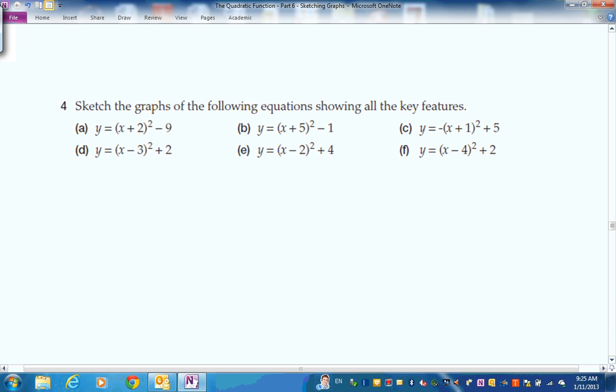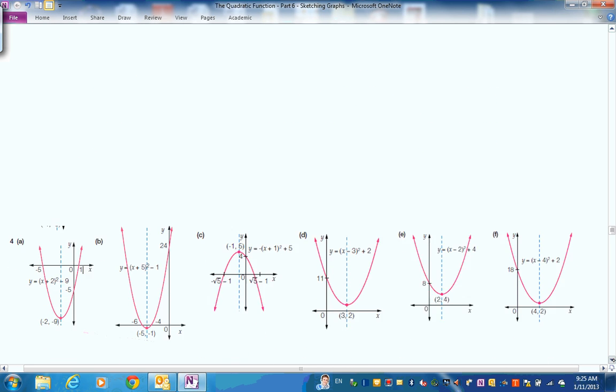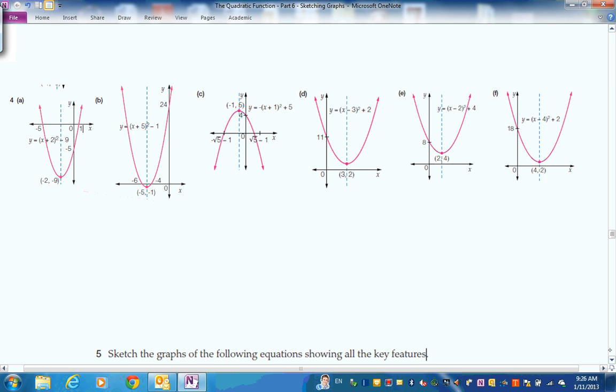This is a review going right back to the beginning, where we're given the vertex or turning point form. All we've got to do is sketch the graph, but we do want all key features, x-intercept and y-intercept for these. Okay, let's have a look at the answers. Okay, fair bit of work there, getting all aspects. Let's have a look at question 5.